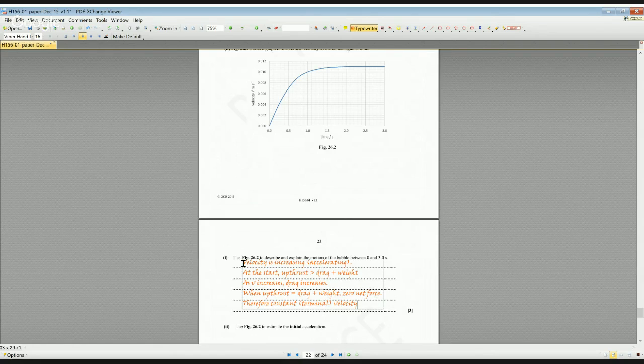So initially the bubble is accelerating. The rate of that acceleration decreases as the drag increases because the net force is getting smaller. Eventually you'll end up with no net force at all when the upthrust is equal to the drag and the weight. That's terminal velocity, and the bubble will continue rising at a constant velocity.